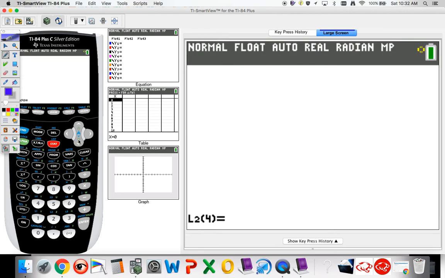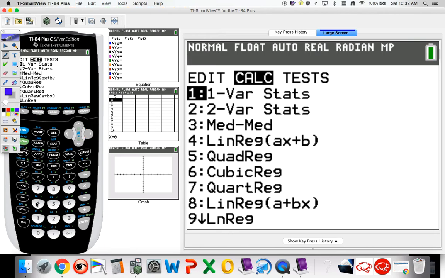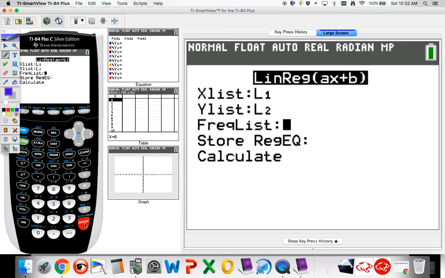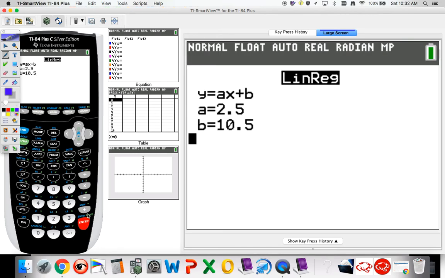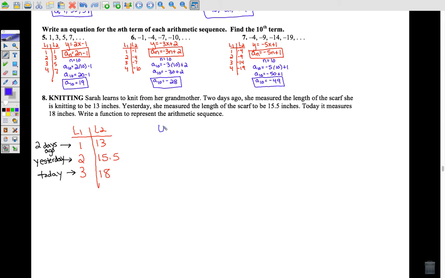So I'm going to go stat, over to calc, hit the number 4, hit enter through all of this stuff till you get to calculate. And there's my equation. So y equals 2.5x plus 10.5. So let's go ahead and write that down. y equals 2.5x plus 10.5. Okay, now remember this is with your y's and your x's. Because it's an arithmetic sequence, we have to flip-flop the x and the y with your a sub n and n. And that's it. That's all you have to do.